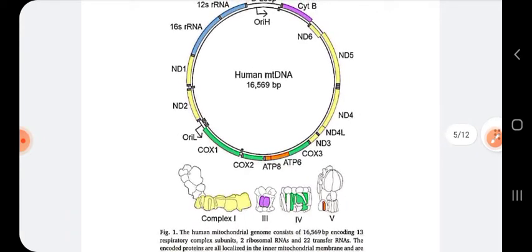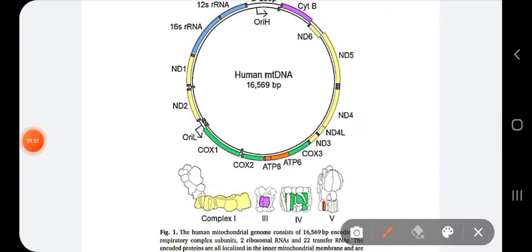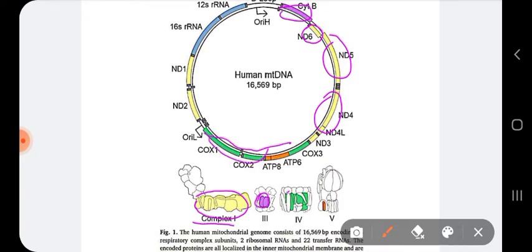Well, you can see all the yellow ones, which represent the subunits from complex 1 of the respiratory complex. Then the purple one that you can see, the green one from complex 4, and the orange one from complex 5.